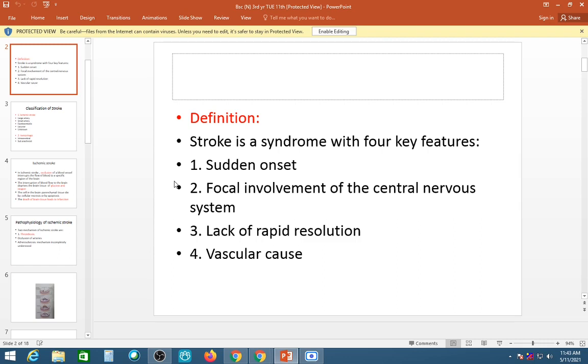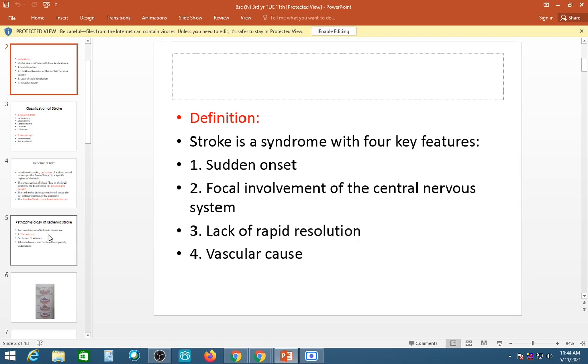Sir, if in ischemic stroke old age is a risk factor, then what about hemorrhagic stroke, sir? No, in hemorrhagic stroke, old age is not a risk factor. In ischemic stroke, yes, old age is a risk factor because, as I said, the arteries become hard in old age because of depositions inside them, and there are more chances of blockage. But in hemorrhagic stroke, age is not a risk factor. It can take place at any age.